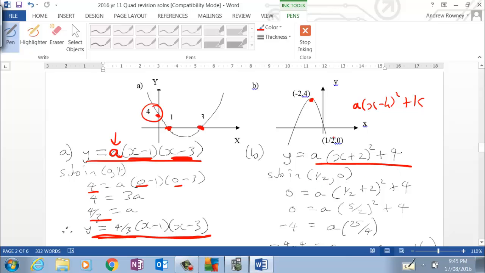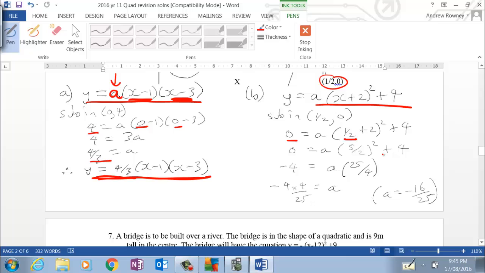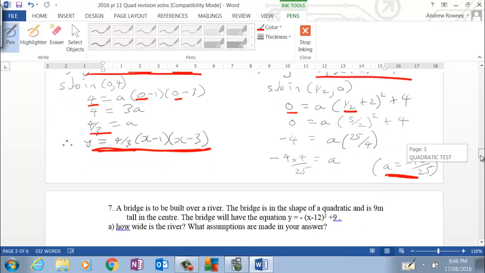Now we sub in this point here, (1/2, 0). 1/2 goes where x is, 0 goes where y is. And you work with that. Take 4 over the other side, and then you square that, and then take that over the other side by dividing by the fraction, or multiplying by the fraction inverted. And so we get our A value. Plug it back in, I haven't got room here. Plug it back in and then write the equation again.